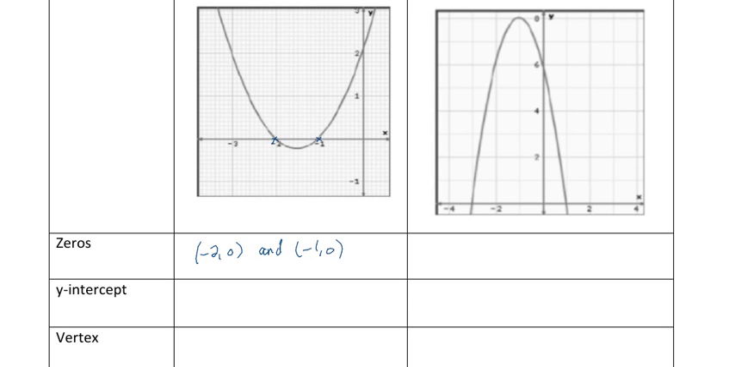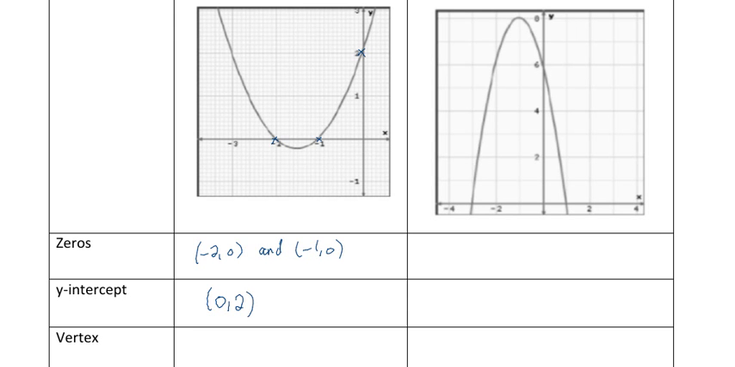What is your y-intercept? 2. How would I write it in point form? 0, 2. Okay? Or I can write y-intercept equals 2, but I would like you to get used to the point form. Now, good luck finding the vertex.